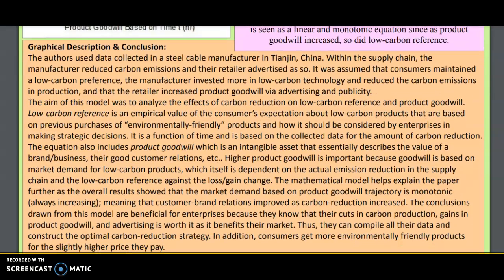This model was based on the assumptions that the company did in fact reduce carbon emissions and that this was publicized to their consumers in China.